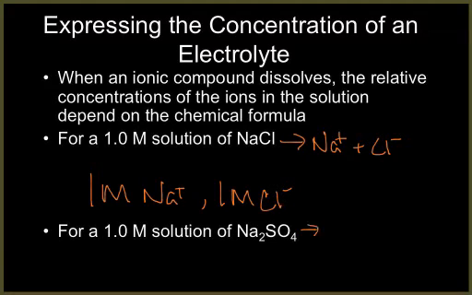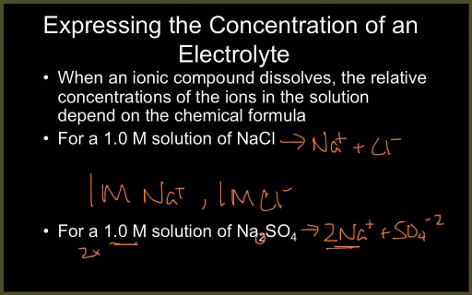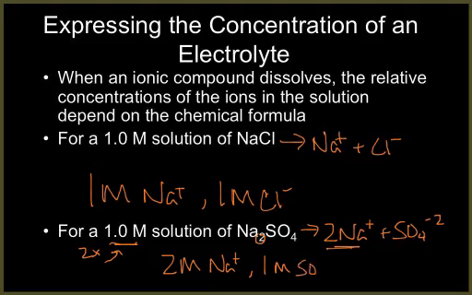Now for Na2SO4, when this dissociates, I get 2 Na+ because of that 2 right there, plus SO4 2-. So when I'm looking at the concentration, because there are 2 Na+, it's 2 times whatever that concentration is. That gives me 2 molar Na+, and then 1 molar SO4 2-, because there's only one of those per whole compound.